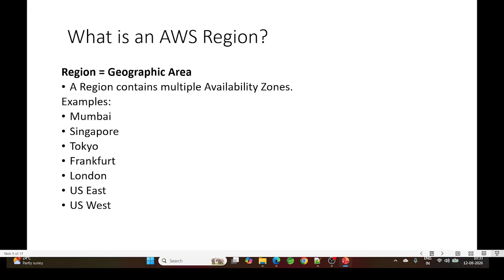What is an AWS region? An AWS region is the geographical area where AWS has infrastructure. For example, AWS has a region in Mumbai, India. If your customers are primarily located in India, you may choose an Indian AWS region for your application. The most important point is that a region is not just one data center. A region contains multiple availability zones.